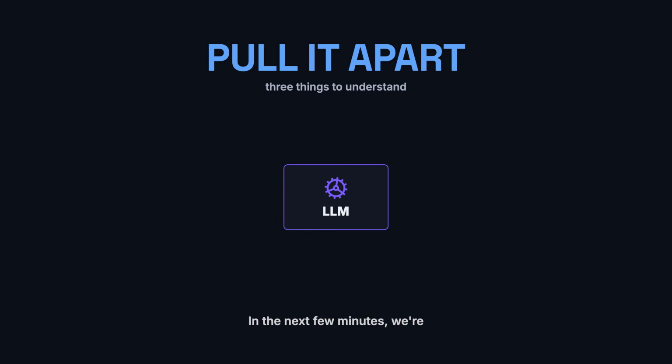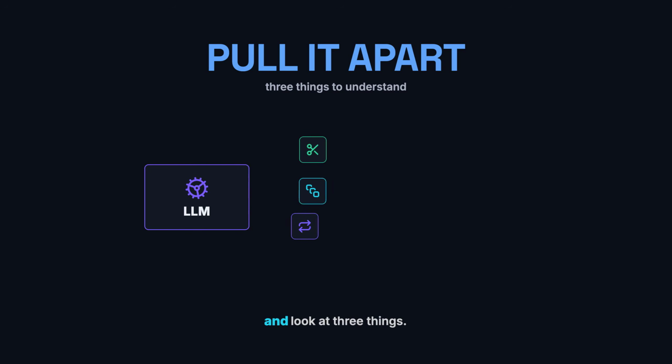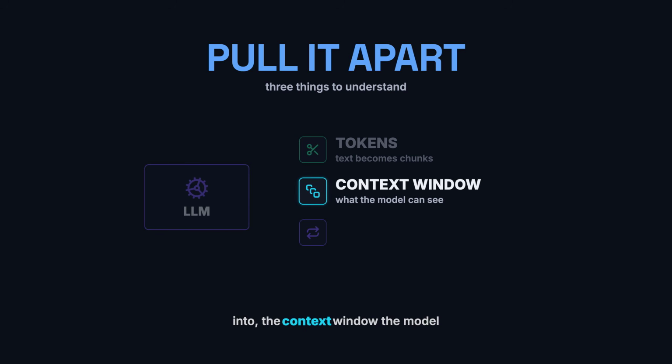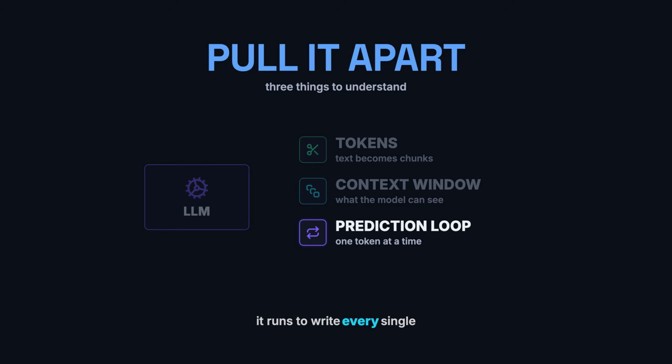In the next few minutes, we're going to pull this machine apart and look at three things: the tokens your words get turned into, the context window the model reads from, and the prediction loop it runs to write every single reply. Let's start with the smallest piece, the token.